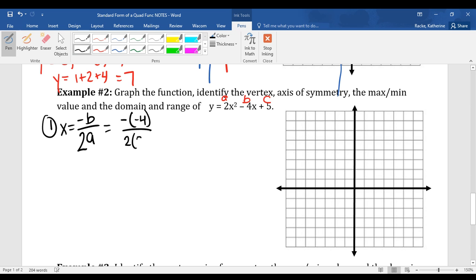2 times a is 2. Negative 4, negative and negative gives me a positive 4. 2 times 2 is 4. So 4 divided by 4 equals 1. You can go ahead and plug that in to find your vertex if you'd like. So y equals 2 times 1 squared minus 4x plus 5. 1 squared is 1 times 2 is 2.